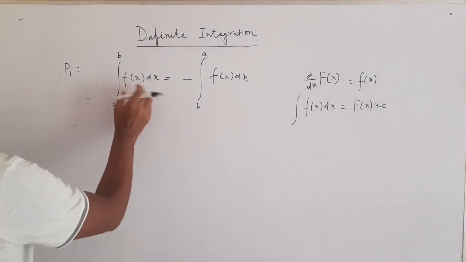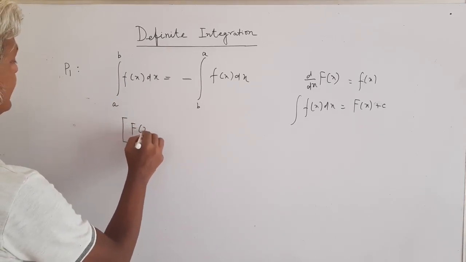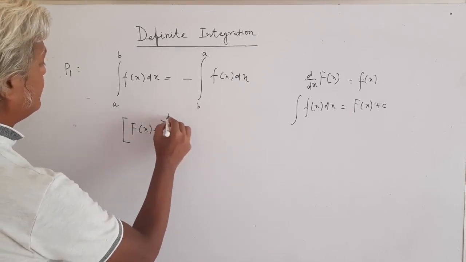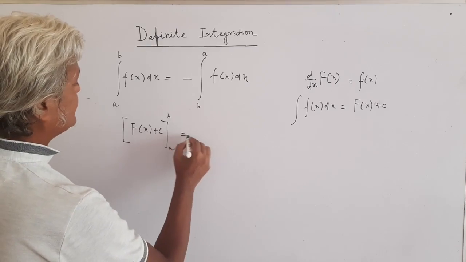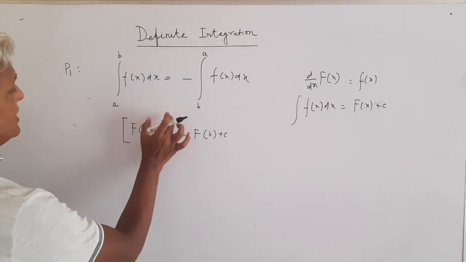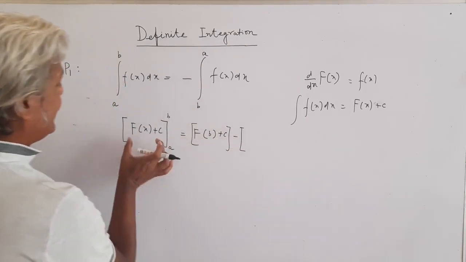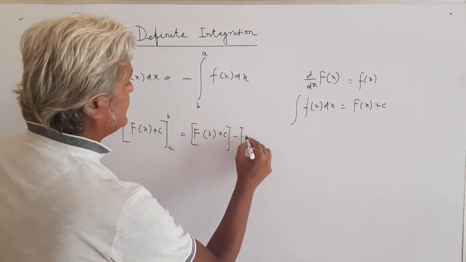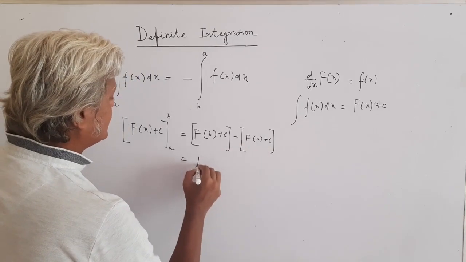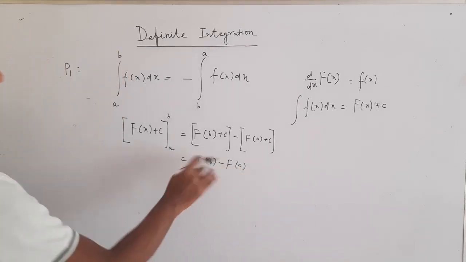So in this condition, the integral is capital F(x) plus c, and the limiting value is a to b. When you put the values there, first I put the upper limit, F(b) plus c, minus the value of the expression with the lower limit, that is F(a) plus c, and this gives you just F(b) minus F(a), because the c's cancel.